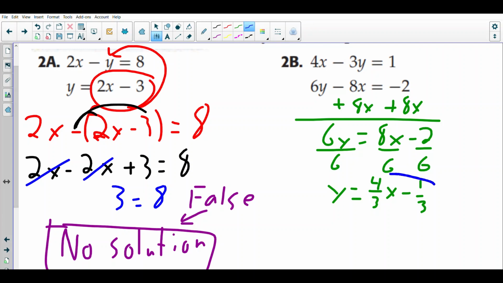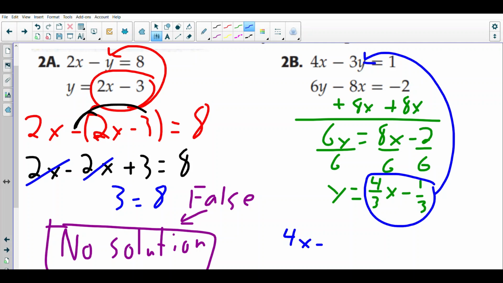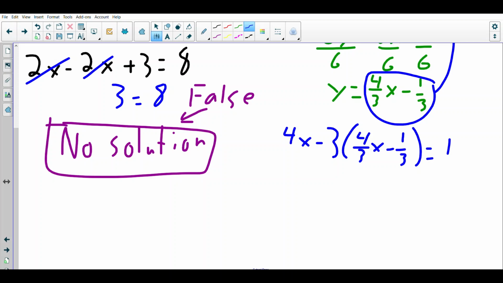Okay, so I'm going to take that, and I'm going to plug it into the other equation where y is. So I'll plug it in right there. So I get 4x minus 3 times, now put in parentheses, 4/3 x minus 1/3 is equal to 1. Okay, so let's distribute. Remember, I'm distributing a negative 3 here, so I end up getting 4x minus, now negative 3 times 4/3, the 3's would cancel out, so I'm left with 4x. And negative 3 times negative 1/3 is just positive 1 plus 1 is equal to 1.